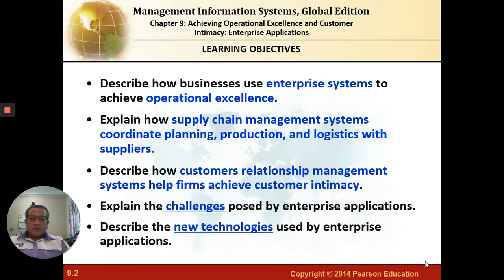I will also highlight what the enterprise application challenges are all about. And we see a few technologies that can be implemented by organizations to enhance their business operations.